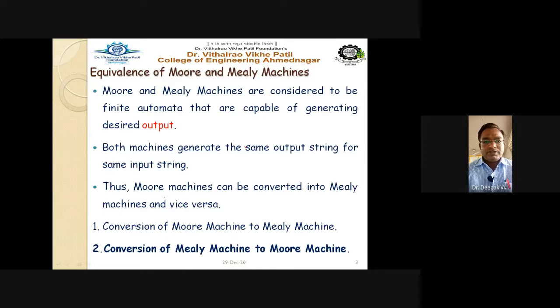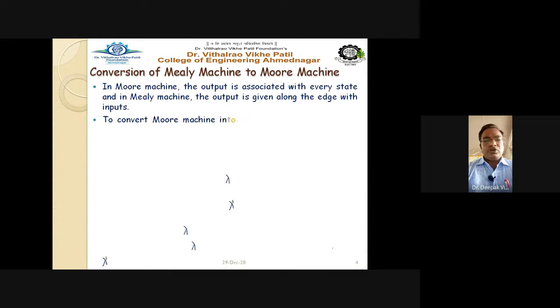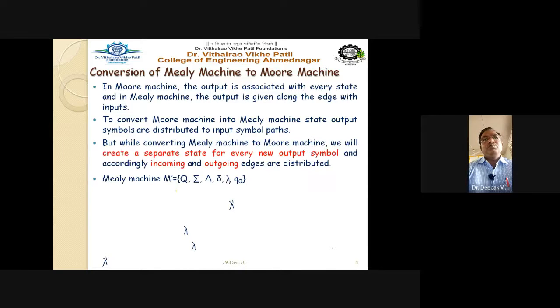Now in today's session, we are going to discuss the second one, the conversion of Mealy machine to Moore machine. So let us see how to convert Mealy to Moore machine. Let us start with this conversion of Mealy machine to the Moore machine.